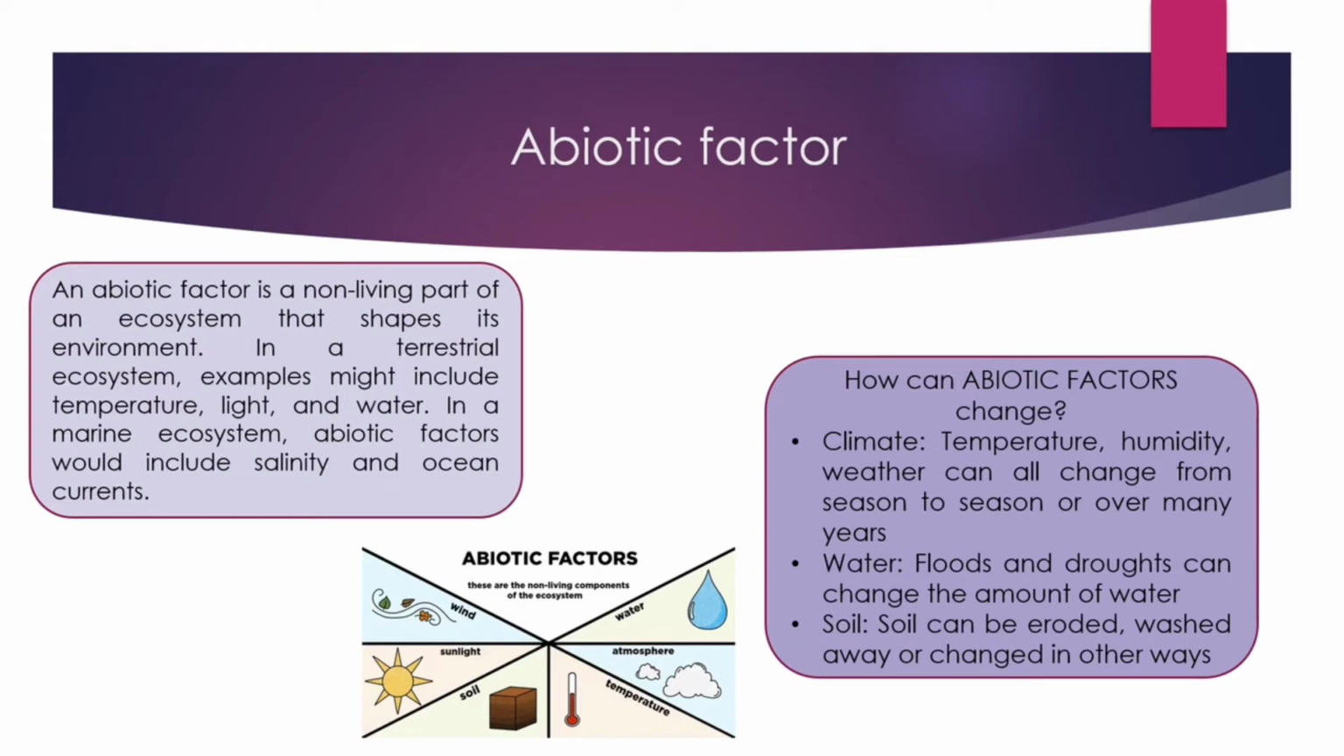How can abiotic factors change? First, through the climate: temperature, humidity, and weather can all change from season to season or over many years. Second, water: floods and droughts can change the amount of water. And the last one is soil. Soil can be eroded, washed away, or changed in other ways.